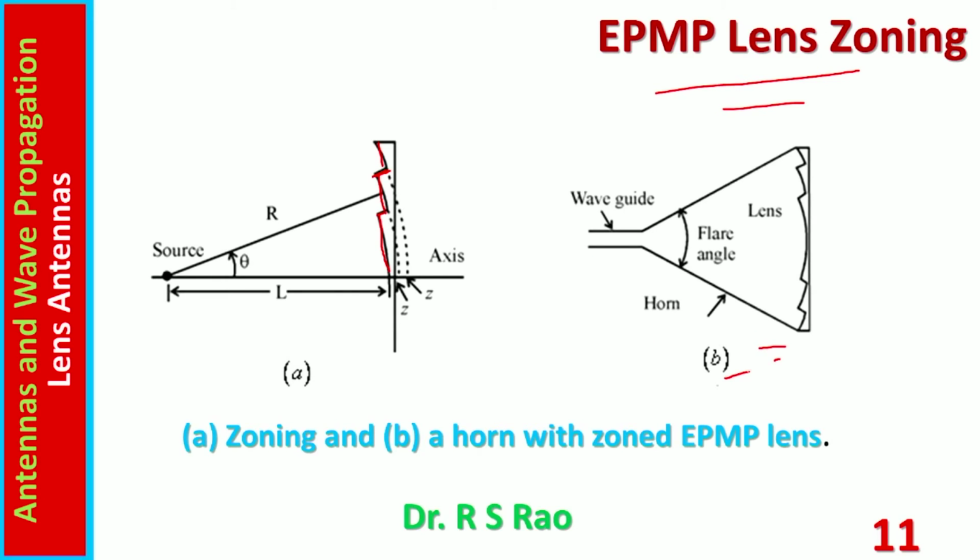Here, in B, is shown the zoned lens, but in place of the source, a horn antenna is there. There is no difference between A and B. Both illustrate the same point, but in B, the place of the source in A is occupied by a realistic practical source, that is a horn antenna. Horn antennas, as already mentioned, in combination with lens antennas, give tremendously beautiful performance.